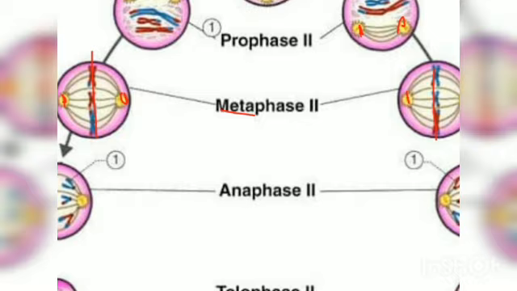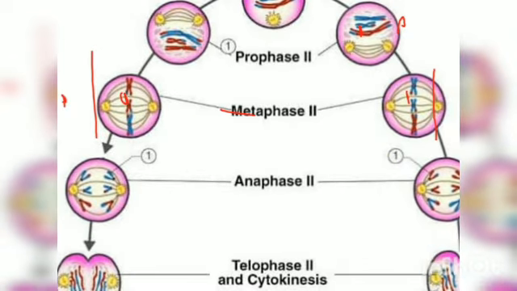Then next is anaphase. During anaphase what happens? They are coming away. Look here, the chromatids are coming away from each other. Then the centromere of each chromosome divides longitudinally into two centromeres. As a result, each chromosome divides into two chromatids, that is, daughter chromosomes. The sets of daughter chromosomes move towards opposite poles.